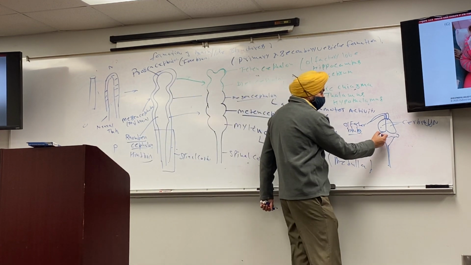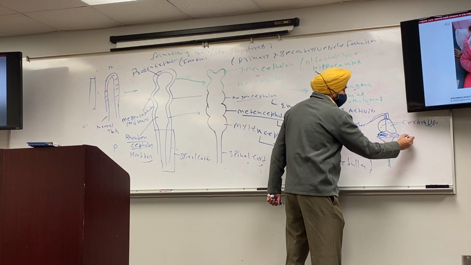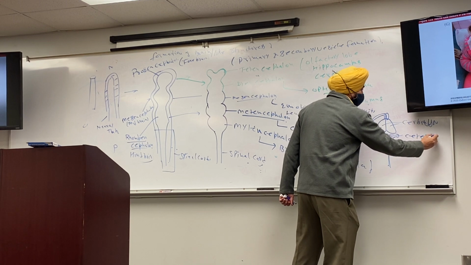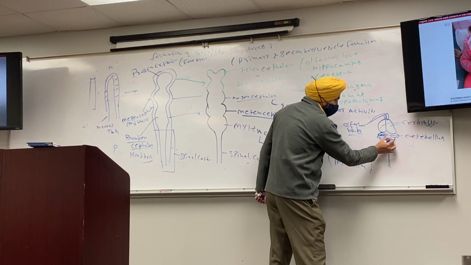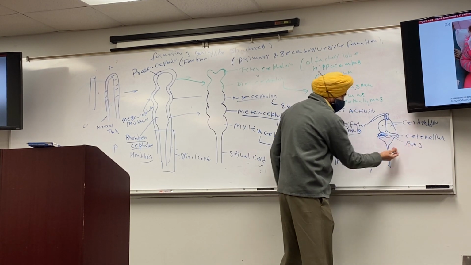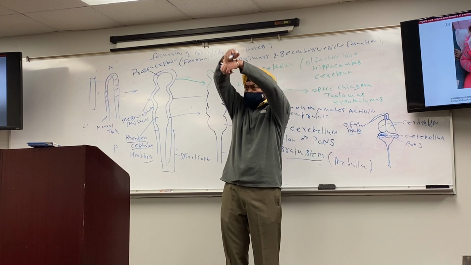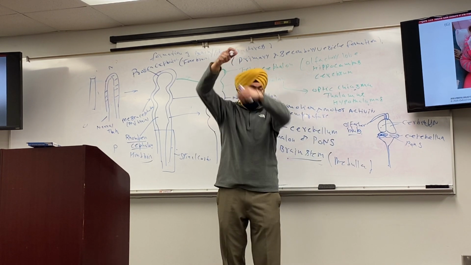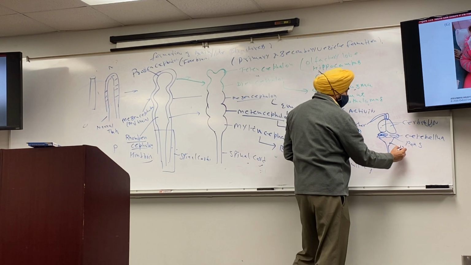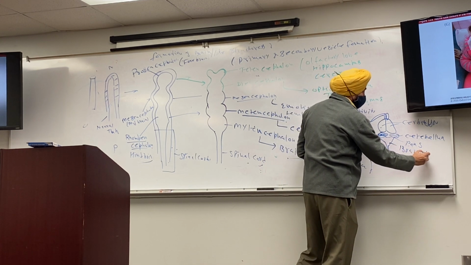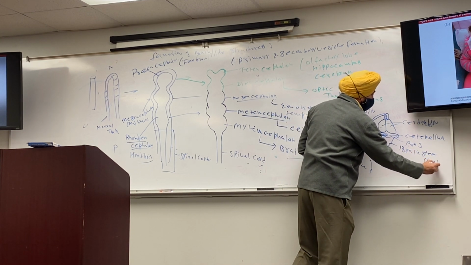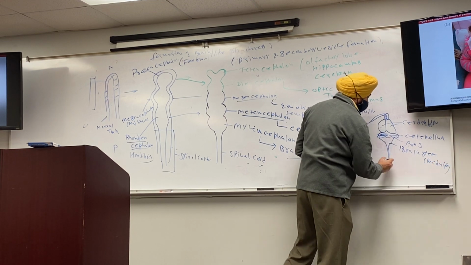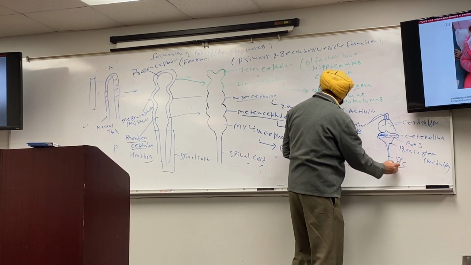And this area right here, this is your cerebellum. And beneath the cerebellum, there is pons, under the cerebellum. So the cerebellum is sitting on the pons, right? And then this is your brainstem, or medulla oblongata, and this is your spinal cord.